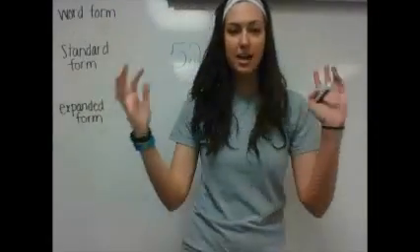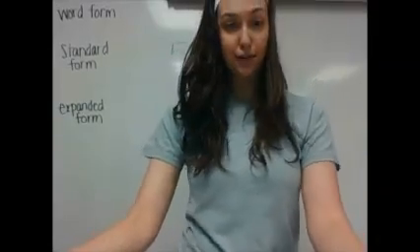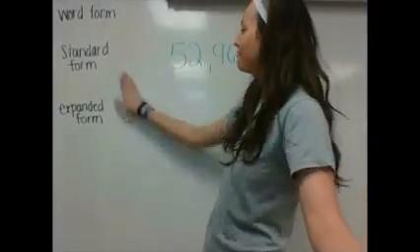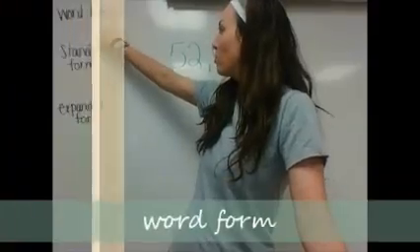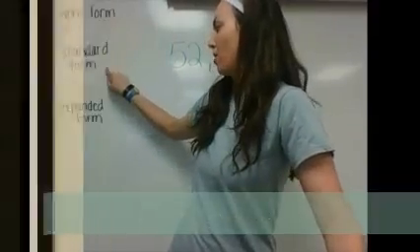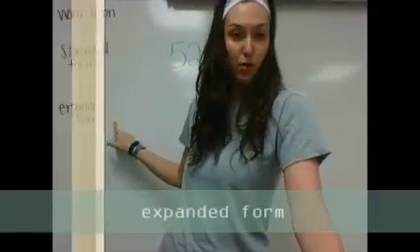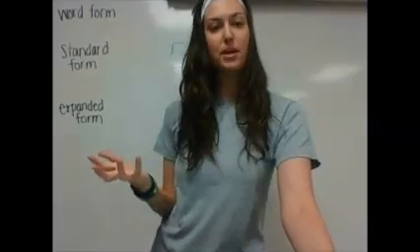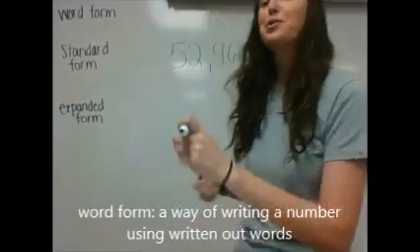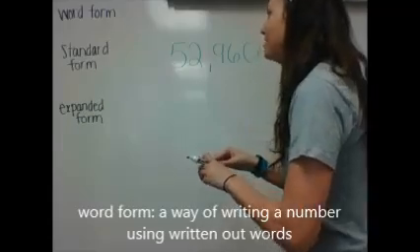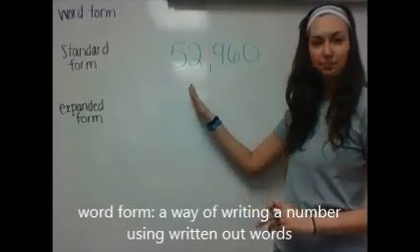All right, our next thing that we're looking at is different forms. You'll see over here I have our 3 forms that we're talking about. We have a word form, a standard form, and an expanded form. So word form is just where you write the number in words. Pretty easy. We're going to look at this example again.